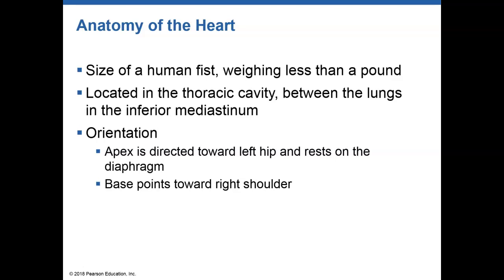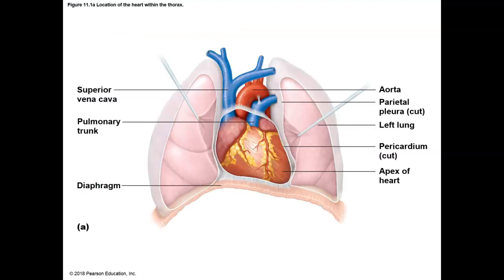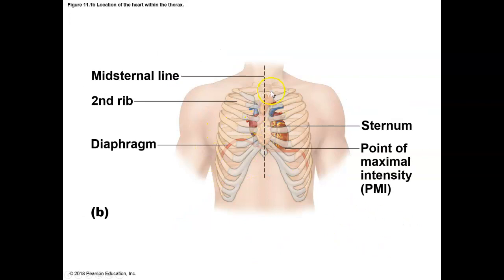The orientation of the heart: you have the apex, which is directed inferiorly and rests on the diaphragm, and the apex really rests towards the left hip, and then the base points towards the right shoulder. And so here you can see the apex of the heart is right here, and it's pointing to the left hip, and then the base is up here. The base is pointing to the right shoulder. And here, this line is the mediastinum region of the thoracic cavity, and the heart sits right in that area.